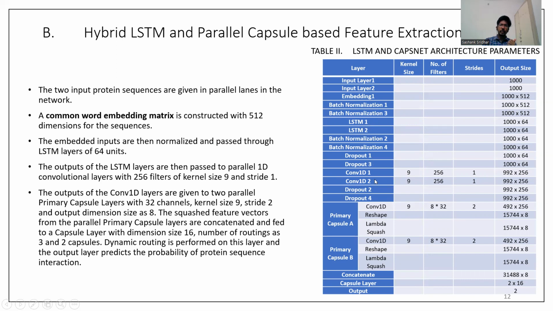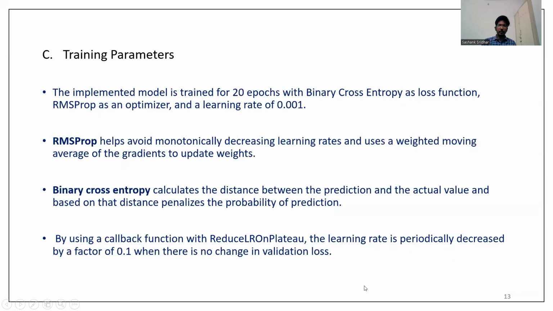Once this is done, we pass it through two convolution layers which act as filters and extract features, and then it is passed through two primary capsules before being sent to the capsule layer. This capsule layer performs the dynamic routing before being sent to the output layer for prediction of probability.